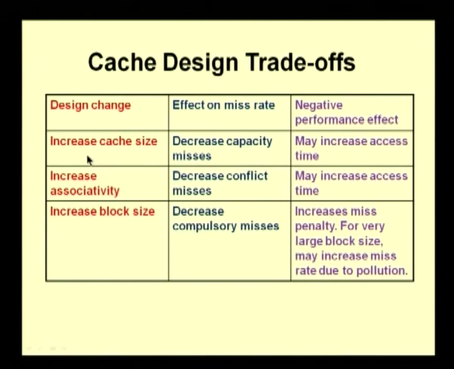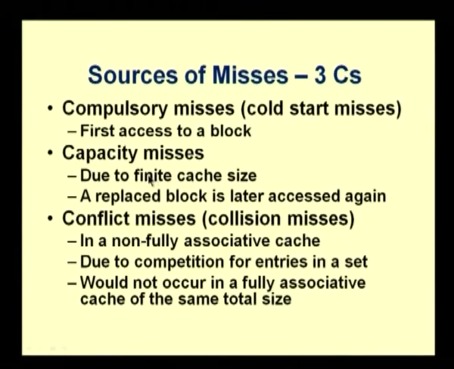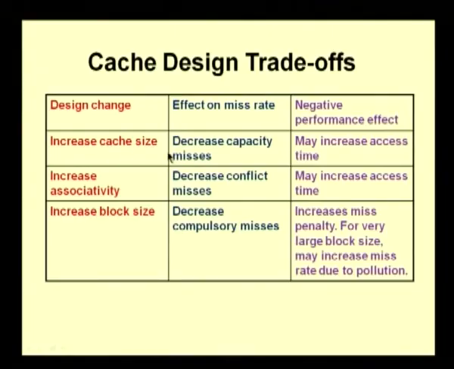So, when we look at the different design trade offs that we have, we can look at the effect of all these three, that is changing the cache size, increasing the associativity and increasing the block size, and see what is its effect on the miss rate and so on. Okay. So, look at this. When we increase the cache size, which of these three misses, that is compulsory miss, capacity miss or conflict miss, will reduce?